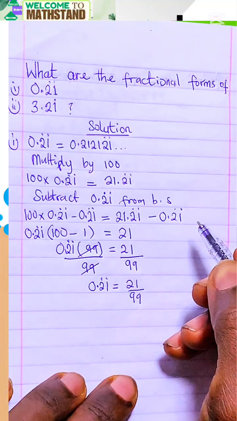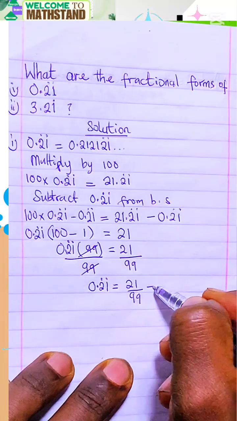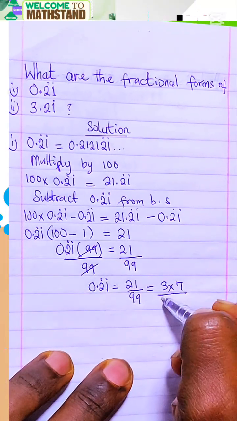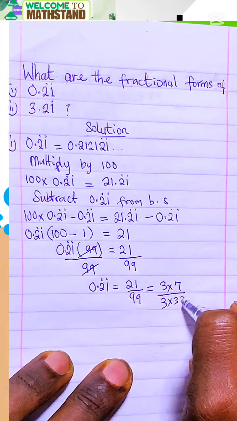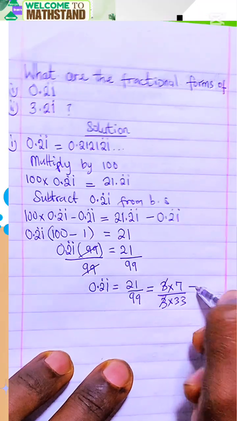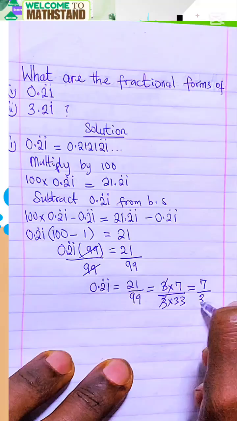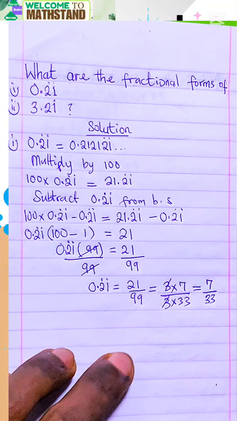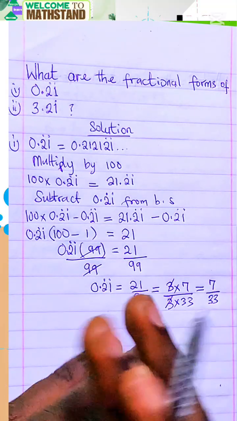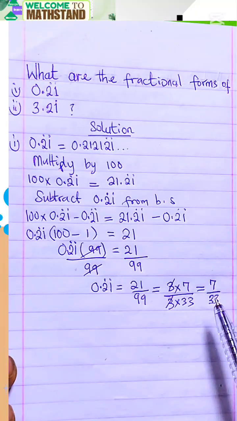So this is not the final thing, because this very fraction can as well be simplified. So this can be done as 3 times 7 can give us 21, and 3 times 33 can give us 99. So therefore the 3 up cancels the 3 down. Therefore in fractional form, the recurring value of 0.21 now gives us 7 over 33 in fractional form. So that's how to convert this recurring decimal to fraction.